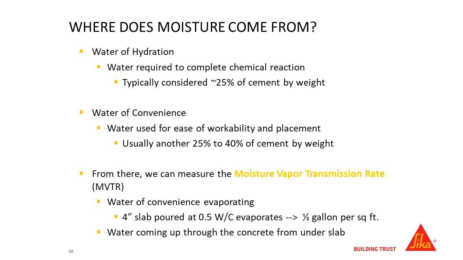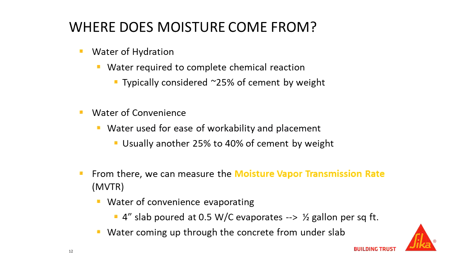What is the water of convenience? This is water used for the ease of workability and placement. So for instance, a higher content of water of convenience allows you to pump the cement up to multiple-story applications. If you have to get up to a second, a third, a fourth, a fifth floor to pour some cement, you have some water of convenience to make that product easier to transfer vertically. It also makes it easier, once it's poured out, to move around and get into the places.